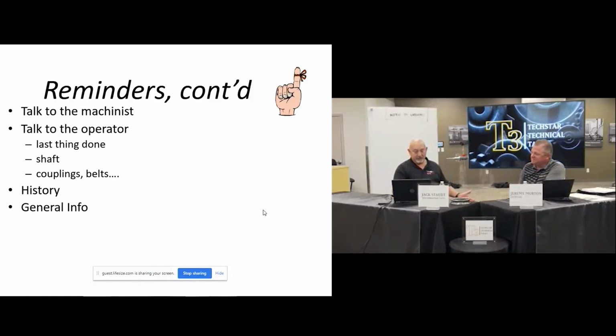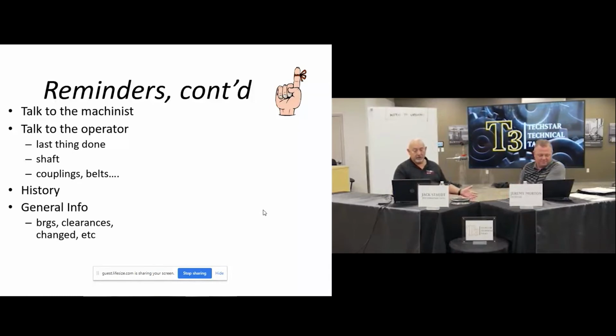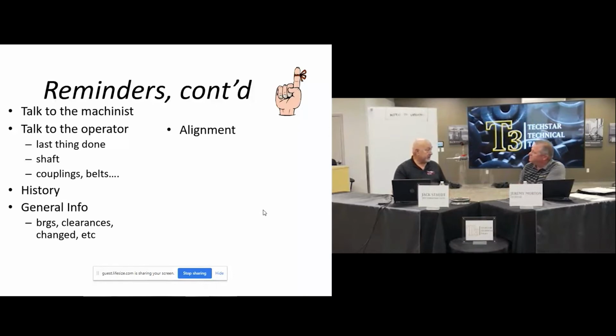The history of the machine, general information on the machine, bearing clearances, changes that have been made. So alignment, very important to find out if the machine's been aligned. When was the alignment? How was the alignment? And then I always say, who did the alignment?